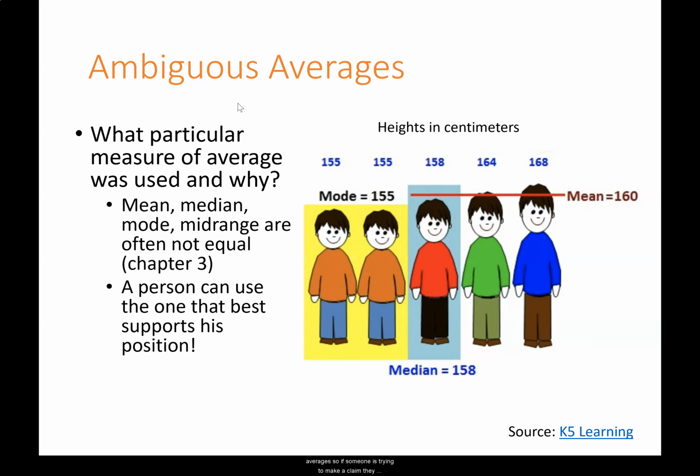So if someone is trying to make a claim, they can use one of the calculations that best supports his position. In the picture, we have 5 children whose heights are listed in centimeters. You can see that the mean, the median, and the mode are all different numbers. And with them being different, if we had something to say about this group of children, we could use the number that best supports what we want to say.